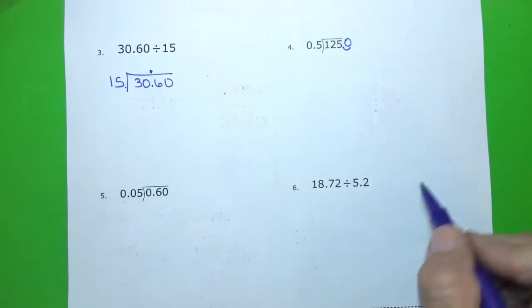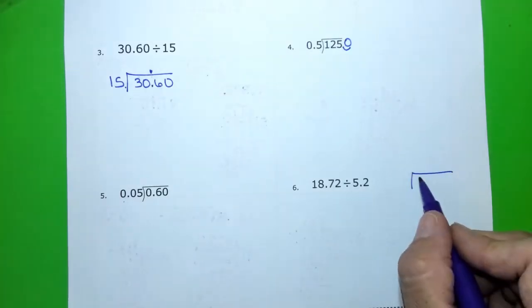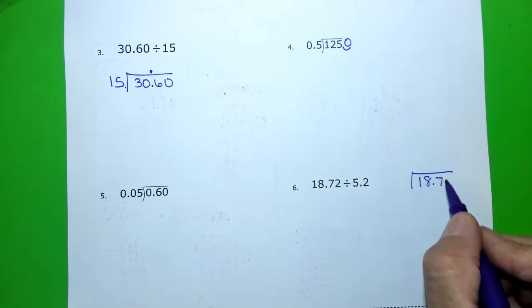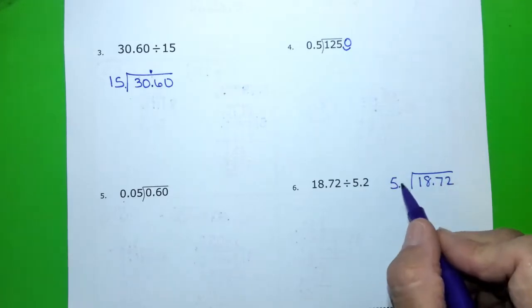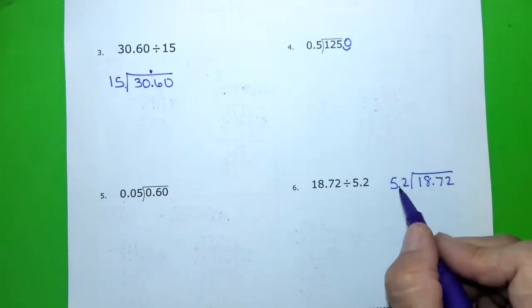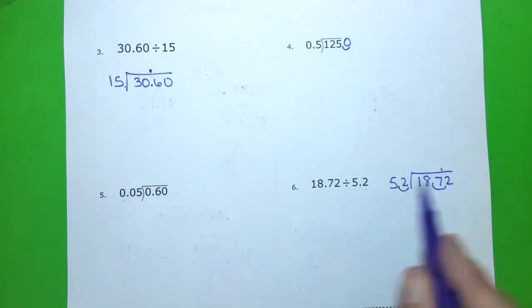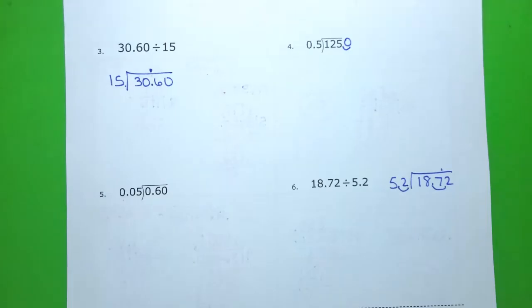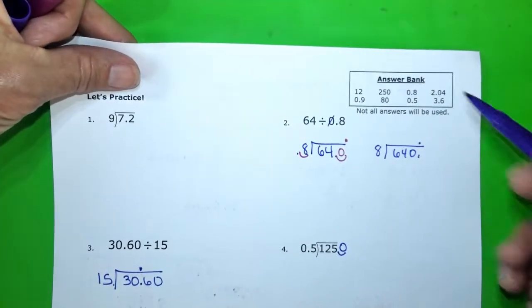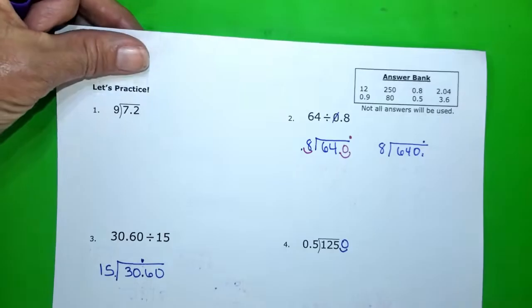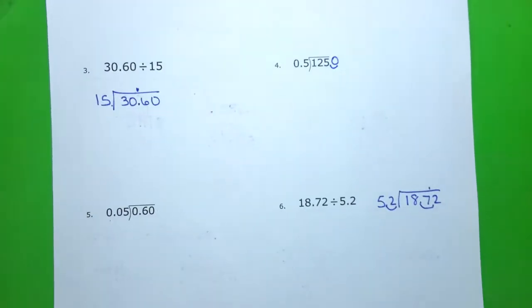And then number 6, build your dividing house. First number goes in the house. Second number goes outside. Okay, you're going to move it over, bring it up, divide. But I want you to rewrite this, okay? And you have an answer bank at the top, so if you can't find your answer, you know you missed something, you know who to ask.